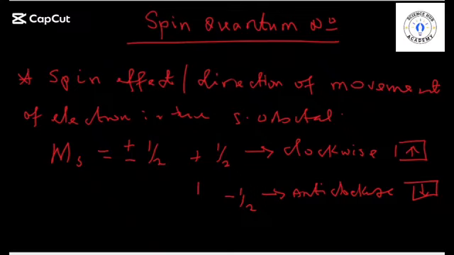We stopped in the last class. We were talking about the quantum numbers. We talked about the four major quantum numbers and their significance: the principal quantum number, the azimuthal quantum number, the magnetic quantum number, and the spin quantum number. Today we'll continue.